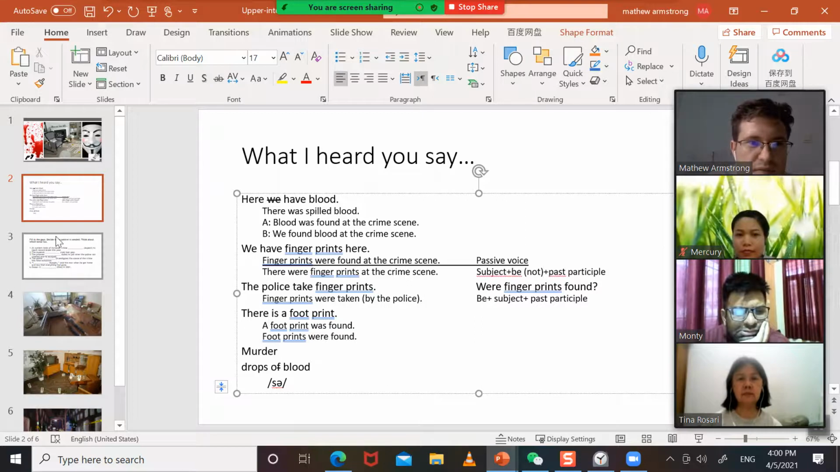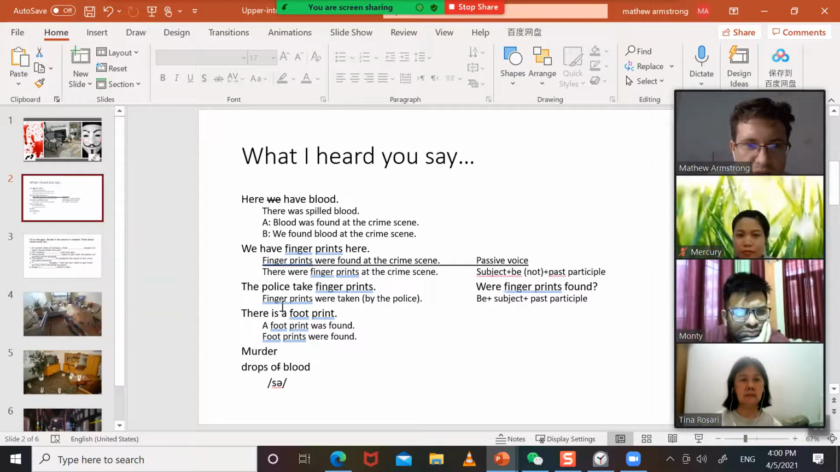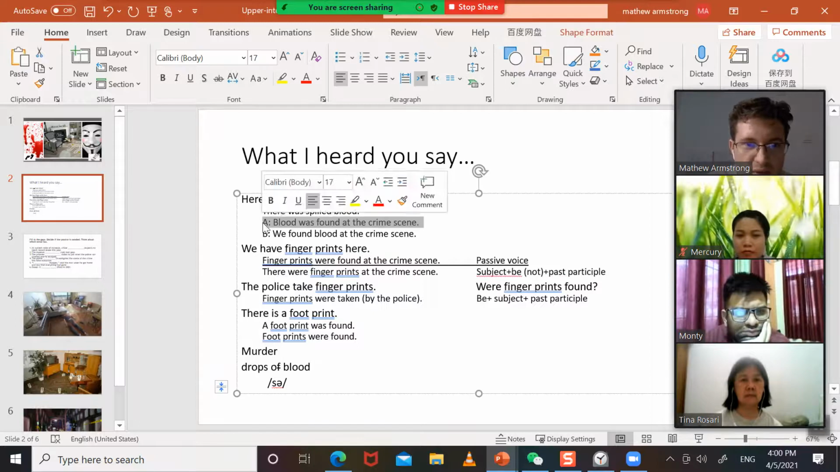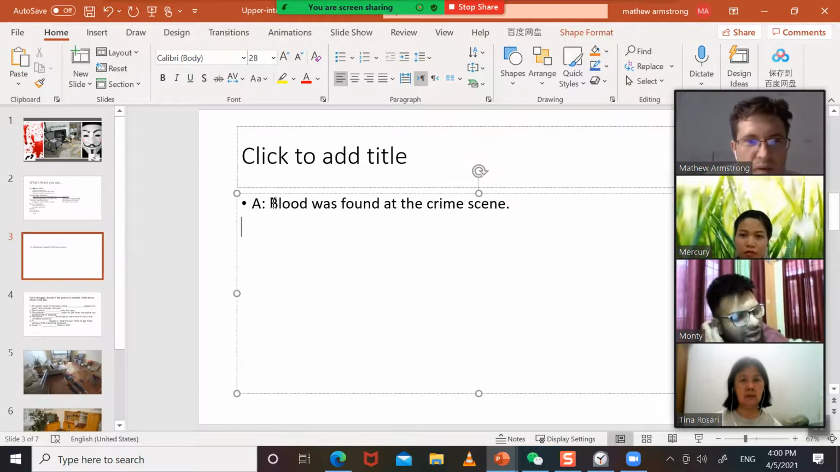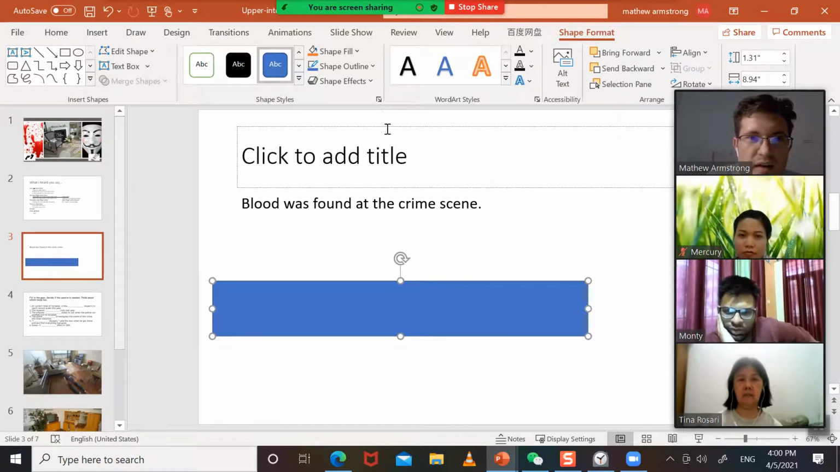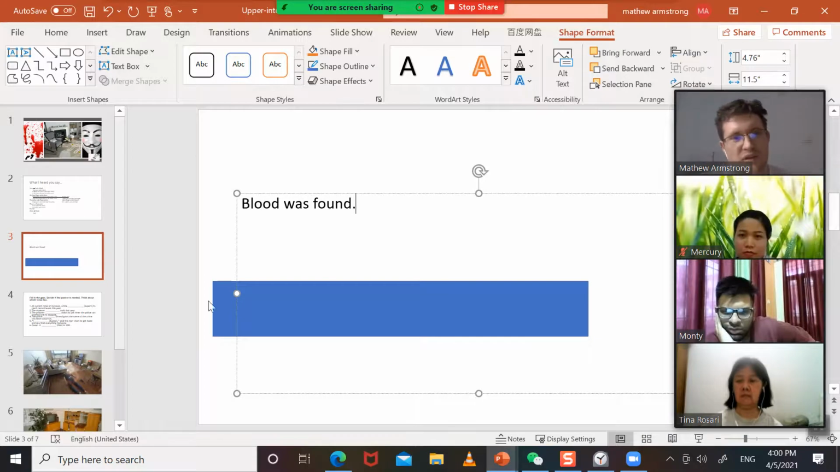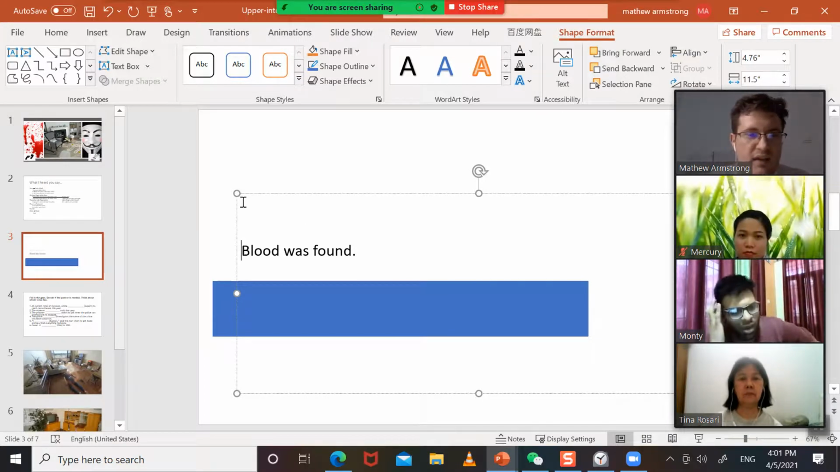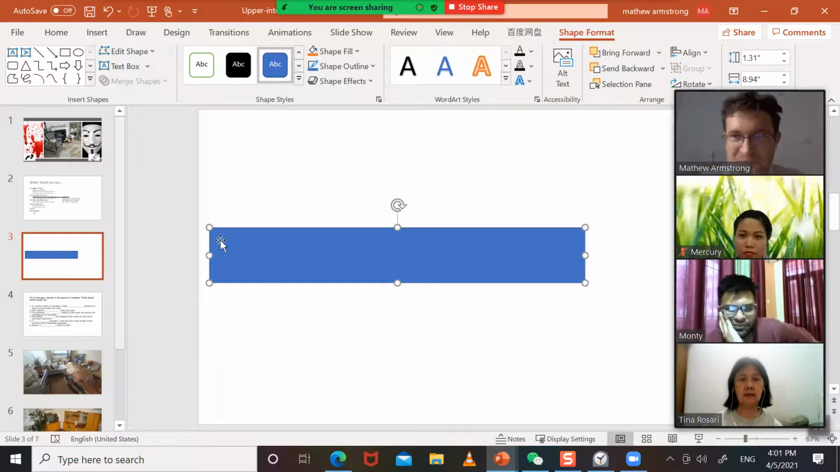Let's see. Which sentence? How about this one? Okay, so let's say this sentence here. So we know where it is, the crime scene, right? Blood was found.